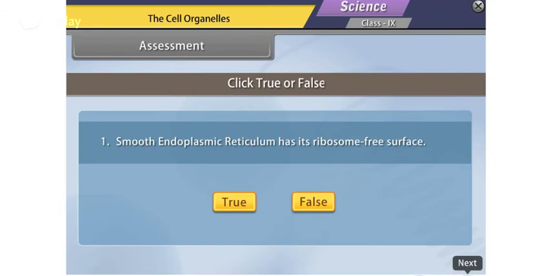Assessment. Before proceeding further, let us know how much you have learned. Click true or false for the correct statement.